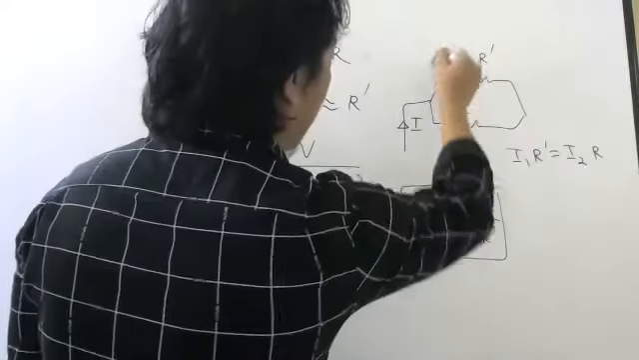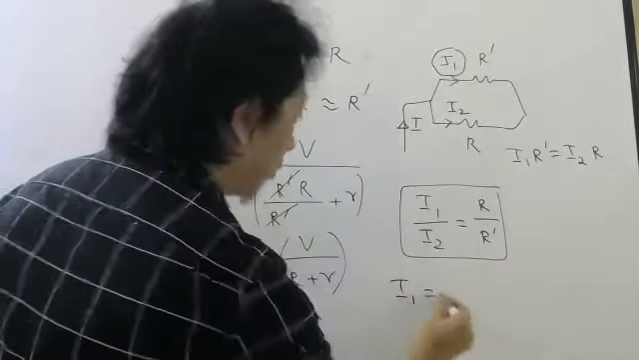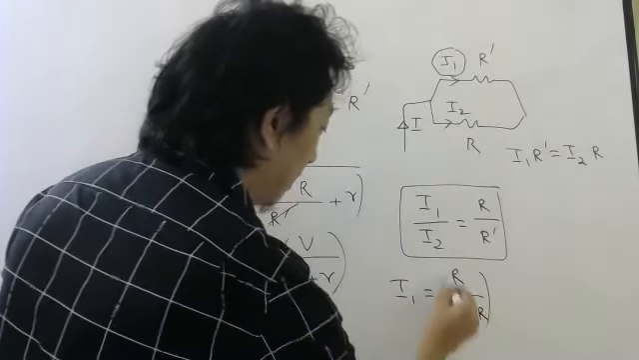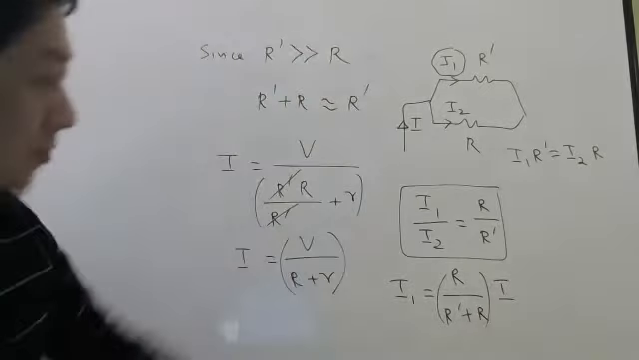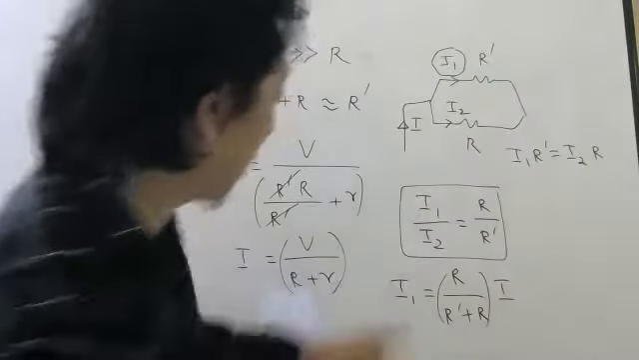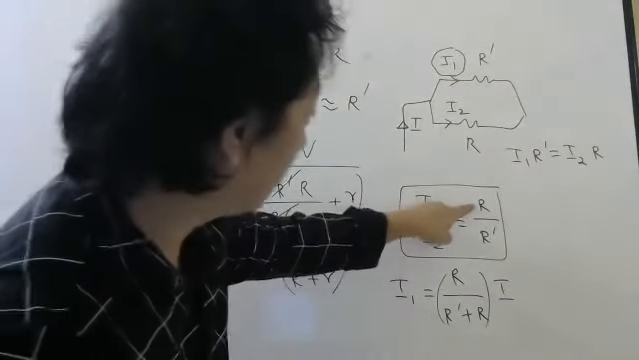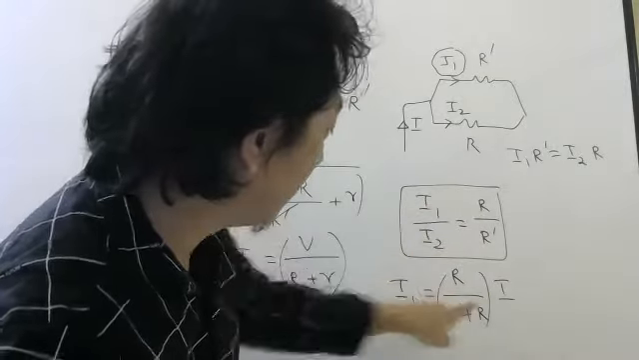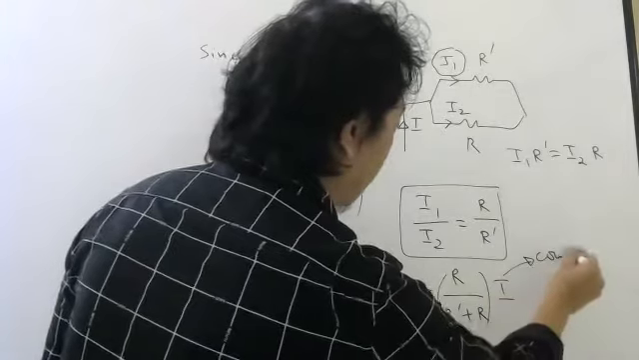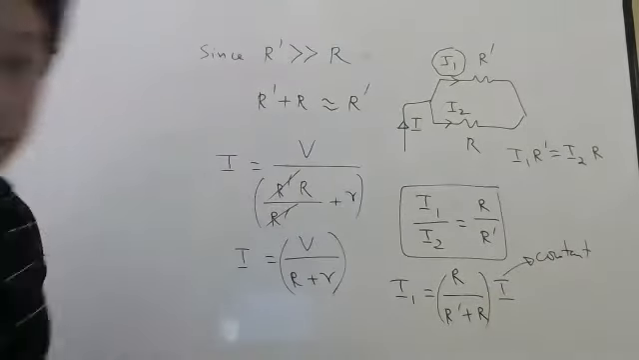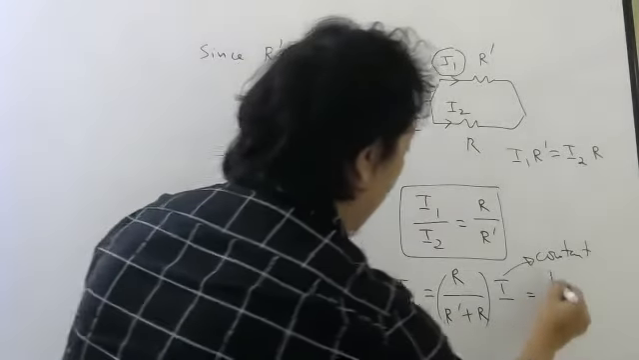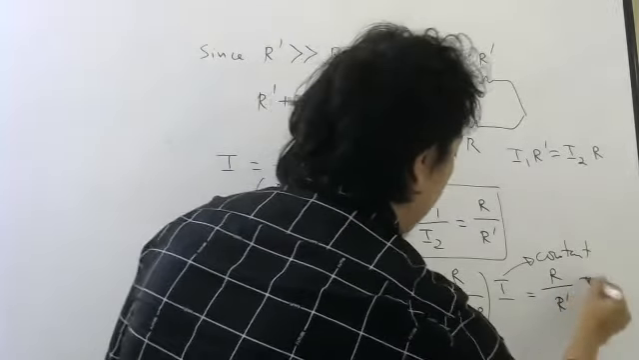So I want to talk about this I1. When you know the ratio, how to find it? I told you, R by R dash plus R into main current. This formula you remember? When you know the ratio and you know the sum, how to find the individual current? This divided by sum of this into main current. Now you check. This is almost constant, we know. And when R dash is very large, you will replace this by R by R dash into I.